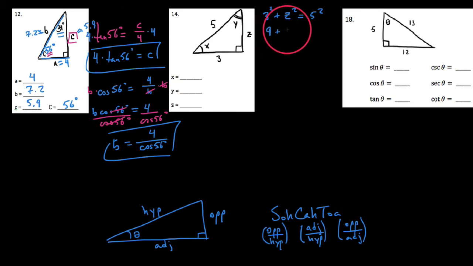So go ahead and simplify this. We get 9 plus z squared is 25. Let's go ahead and subtract the 9 from 25. We get 16, and so we get z is plus or minus 4. Now in this case, I'm going to go ahead and keep just the positive 4 because we're not really relating this to any particular quadrant, and so it's just a distance. So I'm going to write z is 4.